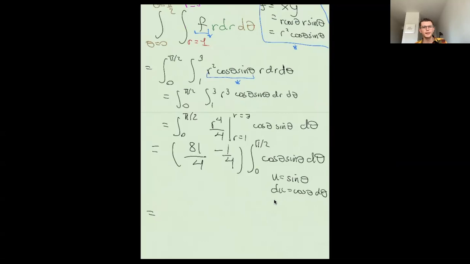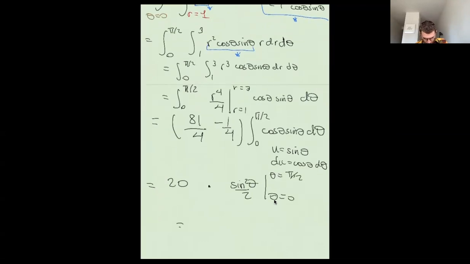Okay, so this 81 minus 1 over 4, that gives you 20. And so this becomes 20, and this became sine squared of theta over 2, I think, right? And so this is what you're integrating from 0 to pi over 2. So you get 20 times 1/2, and so that's 10. Is that making sense? So that's the answer in this case.